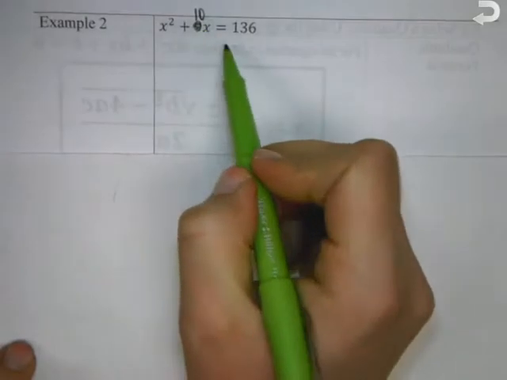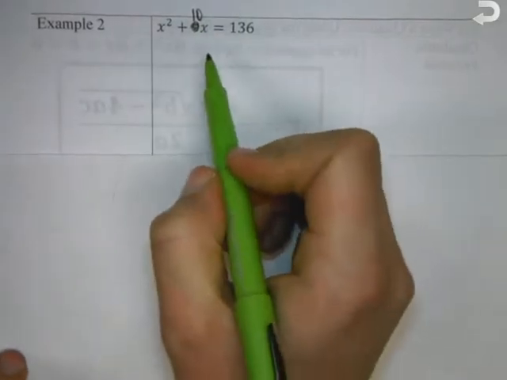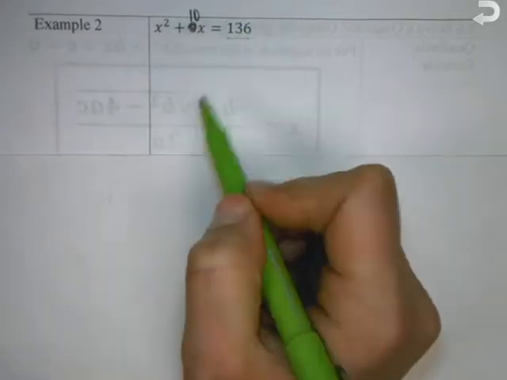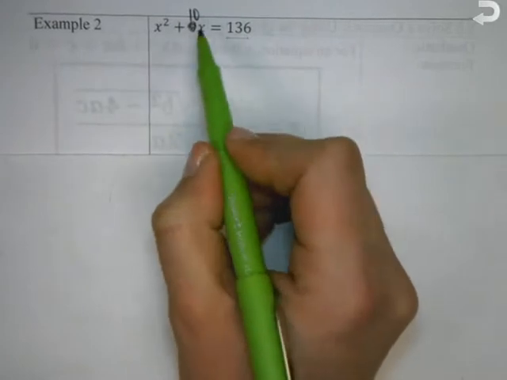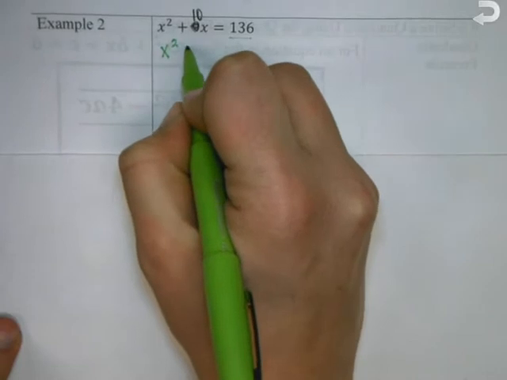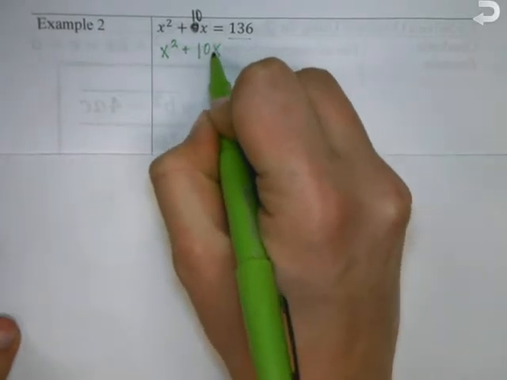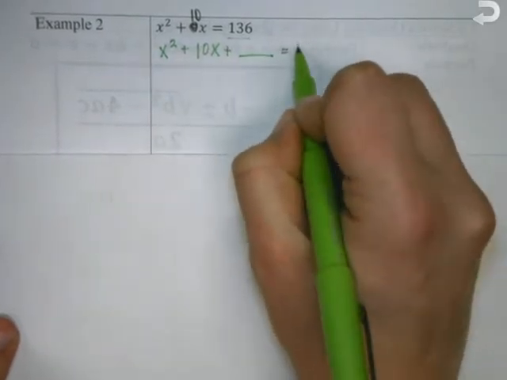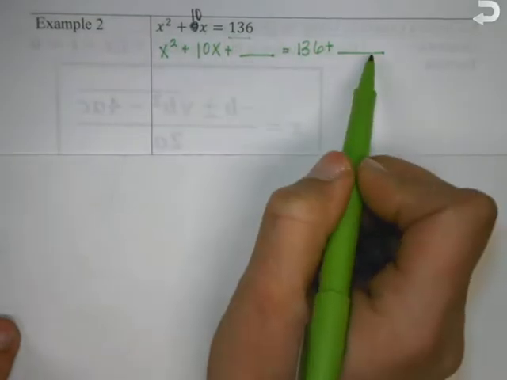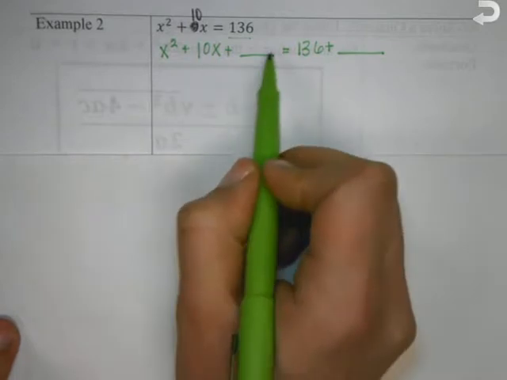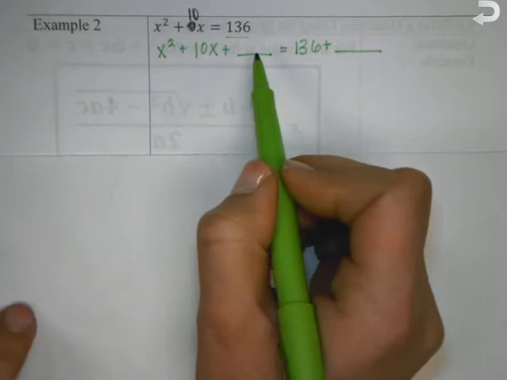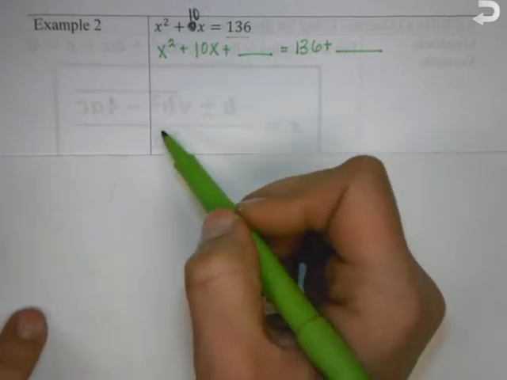So the first thing we have to ask ourselves from step 1 is, are the constants all on the right-hand side? Now 136 is on the right-hand side. So I'm good there. So step 2 is to draw my blanks. So I have my x squared plus 10x plus blank equals 136 plus blank, because whatever I do to the left-hand side, I have to do to the right-hand side. So what we want to do is figure out what number is going to make this left-hand side a perfect square trinomial. So we're going to do what we just did in example 1. I want to fill in that blank.